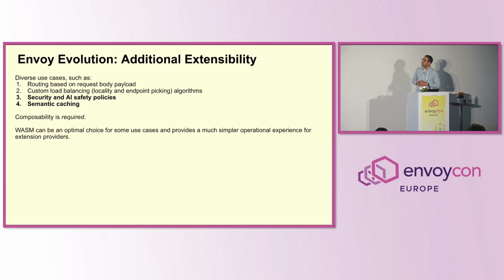And just closing out, right? We've talked about two of the use cases for extensions, which are routing based on the request body payload and custom load balancing algorithms, but this also can be applied to applying security and AI safety policies, right? It can be applied to other capabilities that are desired for LLM serving, such as semantic caching. The key thing is that composability is required, right? We need to build this in a way that you can actually chain the extensions.